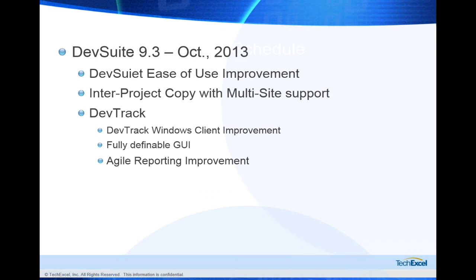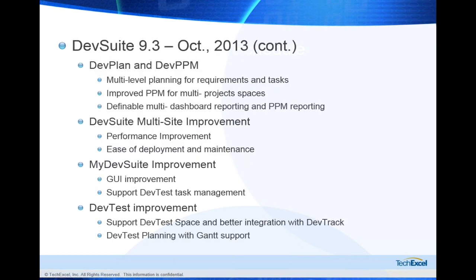We're going to improve the ease of use of DevSuite, to support inter-project copy, especially with customer-wise and service-wise. And for DevCheck, we will make the user interface fully definable, and we'll do more agile reporting. And we will encourage you to ask questions, and also send us emails about your requests, what things are important to you. So we'll consider our 9.3, 9.5 to cover our customers' requests.